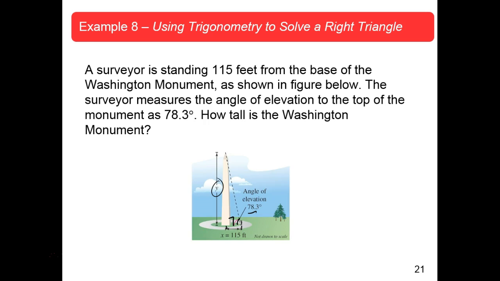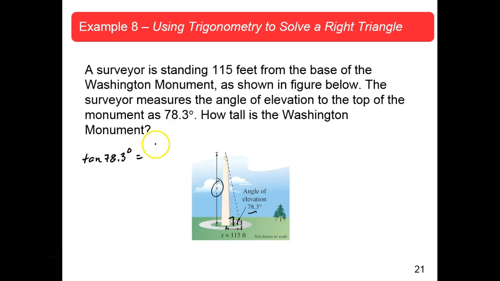Tangent, because this is the opposite side, and there's the adjacent side. We aren't at all concerned with the hypotenuse in this problem. So then, what sentence can you write down? Tangent of 78.3 degrees. Be sure you're in degree mode when you enter it in your calculator.